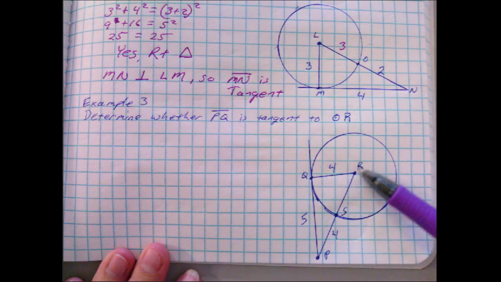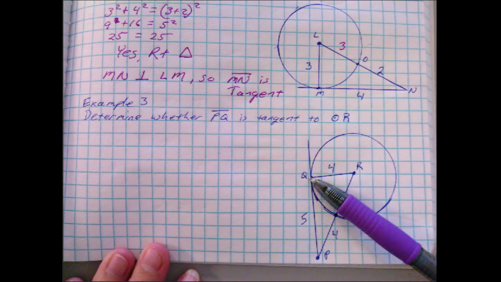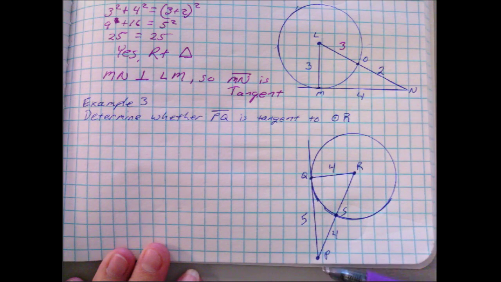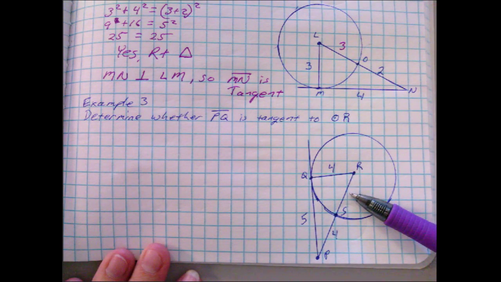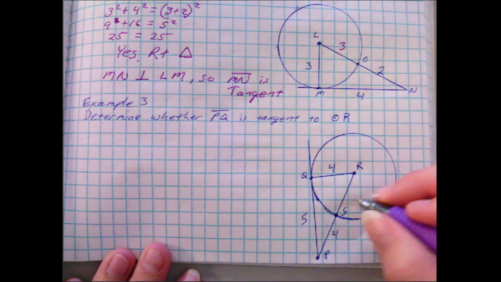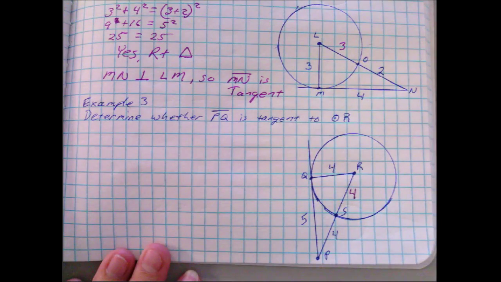Again, you'll notice they gave you this leg, QR, they gave you the other leg, which is QP. They only gave you part of the hypotenuse. They gave you SP, which is 4. We know SR also has to be 4 because our radius, QR, is 4. So we can go ahead and add that piece in.